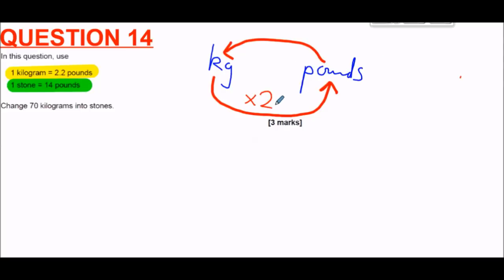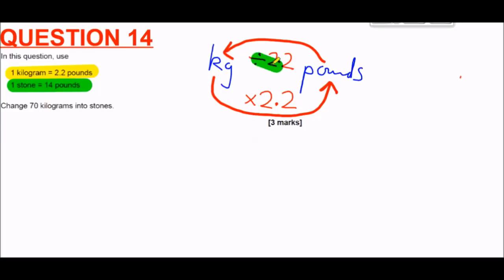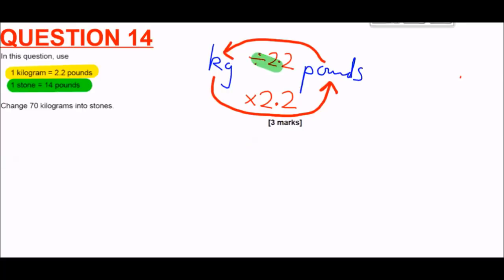Going the other way around, from pounds back to kilograms, it'll be the opposite process. So instead of multiplying by 2.2, it'll be dividing by 2.2. And we know it's 2.2 as a conversion factor because we're told that 1 kilogram equals 2.2 pounds. What we need to do is change 70 kilograms into stones. So again, there's another conversion here, stones to pounds.